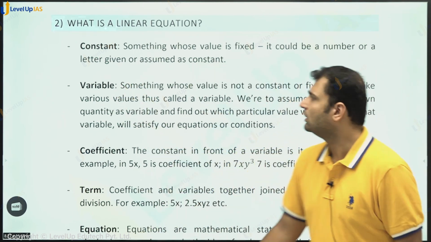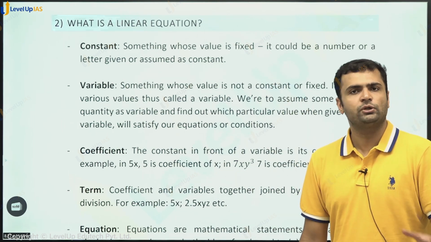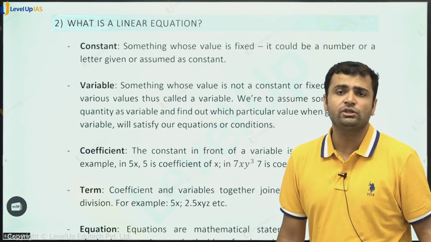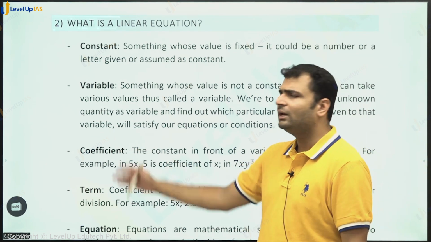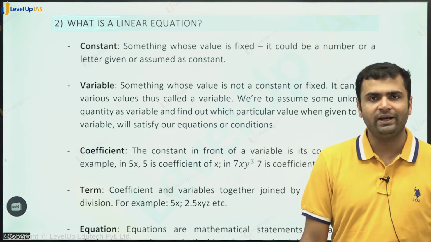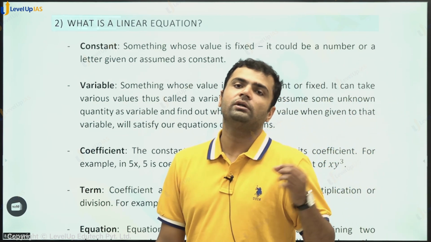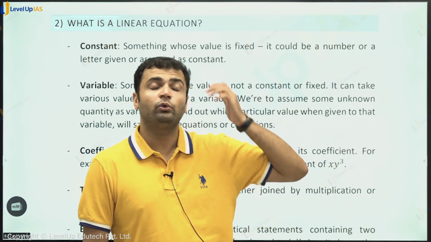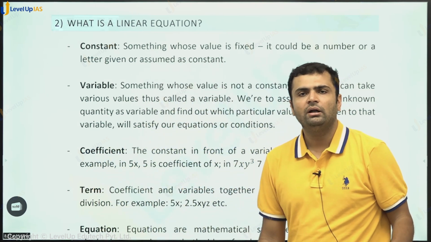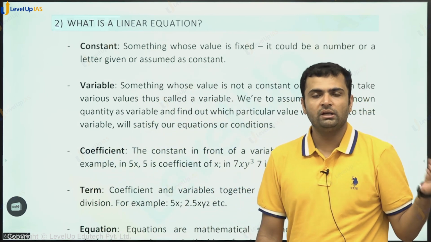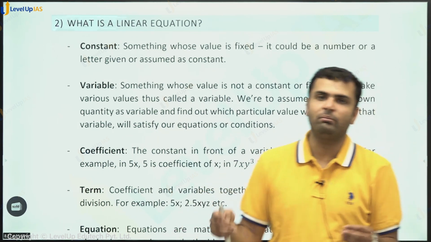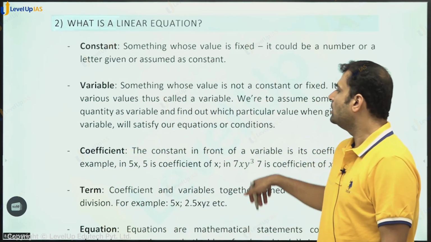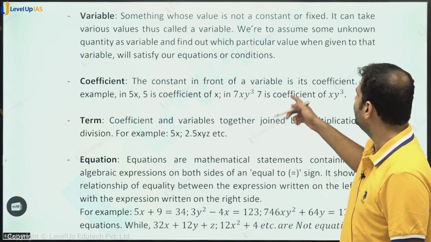First is constant. Constant is something whose value is fixed. It does not change. It does not vary. So it can be a number or a letter which is assumed as a constant. Then variable, something whose value can vary, can change, and when we put conditions on that variable, conditions that are given in the questions, it can take any number of values, but with all the conditions combined, we may have a unique value as the answer for that variable. Coefficient, constant in front of variable, that is its coefficient.